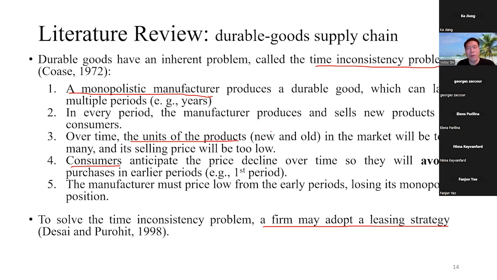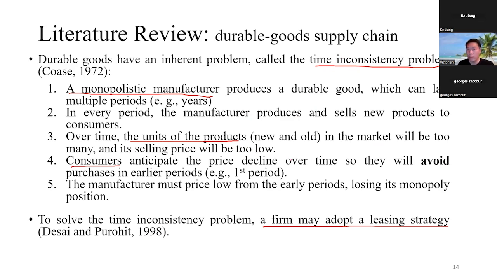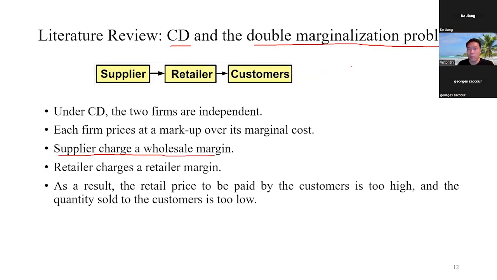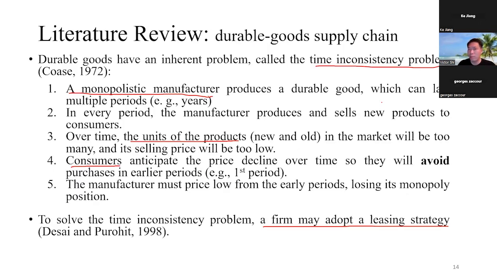But something very interesting is that the time inconsistency problem is that there are too many products in the market and the price is too low, right? If you think about the double marginalization problem, it's basically that the price is too high and the number of products in the market is too low. So as you can imagine, these two problems are opposites, right? They are the opposite sides of the same supply chain.